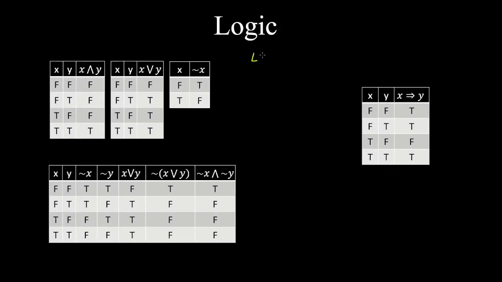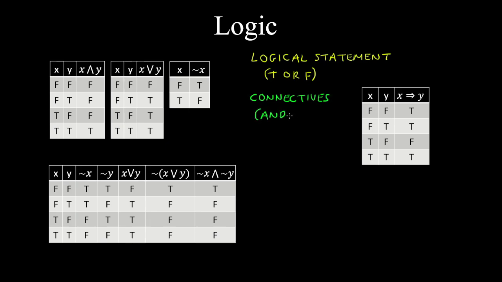A logical statement is a statement that can be labeled true or false. So for example, "I can pass an exam" is a logical statement, and the three connectives you're already familiar with, which connect Boolean expressions, are and, or, not. And you've seen the truth tables for these.